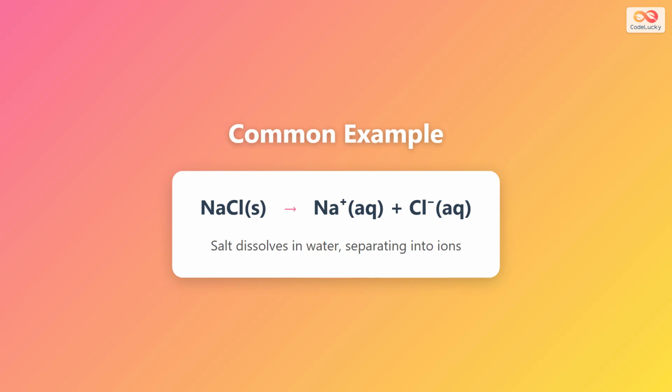Let's look at a common example: sodium chloride dissolving in water. Sodium chloride, or table salt, is an ionic compound in its solid state. When we add it to water, the sodium chloride separates into sodium ions with a positive charge and chloride ions with a negative charge. We indicate that these ions are in aqueous solution by writing (aq) in parentheses after each ion. This process of separating into ions is called dissociation, and it's a characteristic behavior of ionic compounds in water.